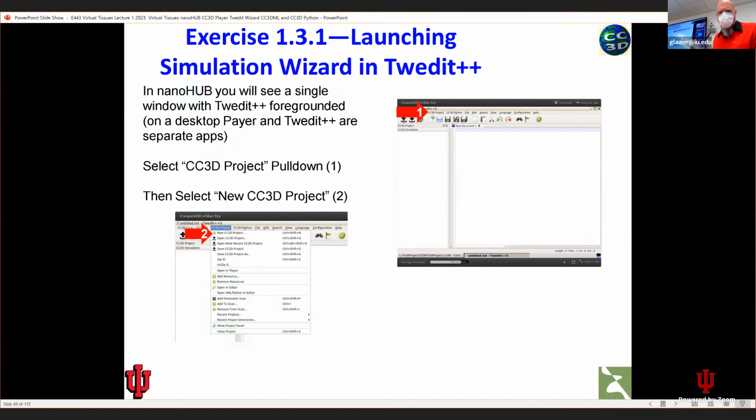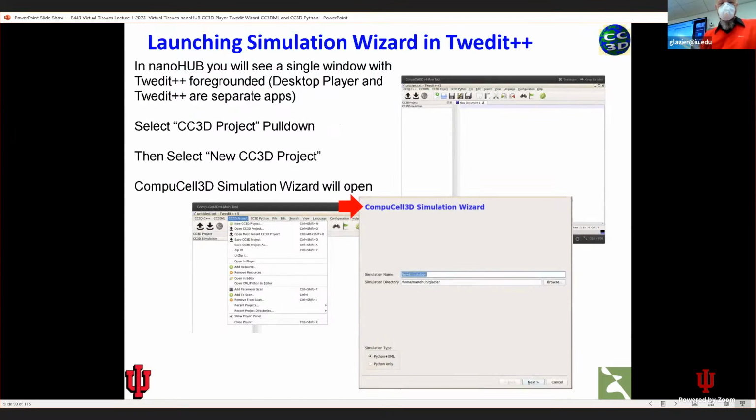Okay. So everybody have Twit running? Anybody not have Twit? If you have Twit running, go up to where it says CC3D Project, which is the third pull-down menu from the top. Pull it down and select New CC3D Project. Would people rather have a split screen, or does that make things too small for the moment? Has everybody got that working all right? Okay. When you say new project, it should pop up a dialog box that says CC3D Simulation Wizard. Did that work?